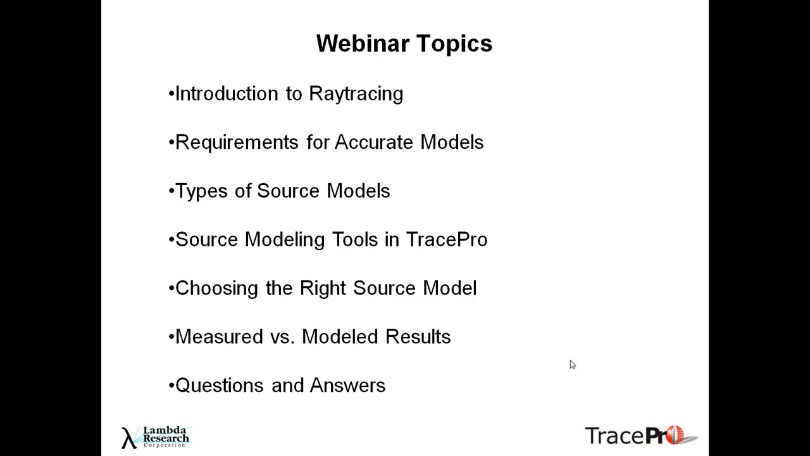Then we'll take a look at what's required for accurate source models. We'll talk about the different types of source models in TracePro. And we'll also look at the source modeling tools in TracePro, the utilities that we have that can make the job of setting up your sources and your properties for your source models much easier. We'll discuss choosing the right source model. So what's the correct one? What are the pluses and the minuses of each different option?